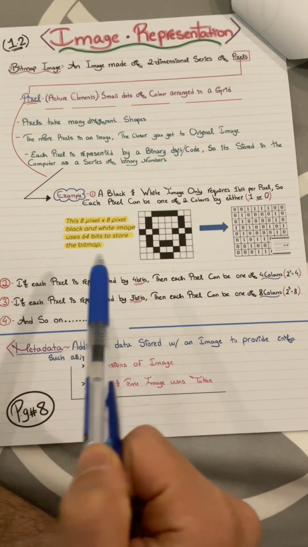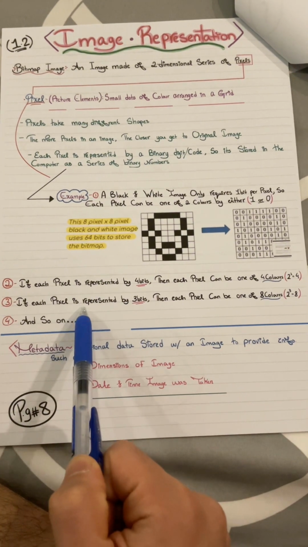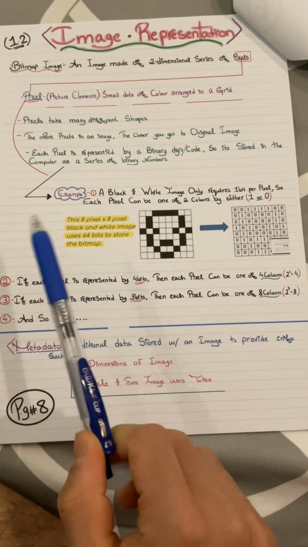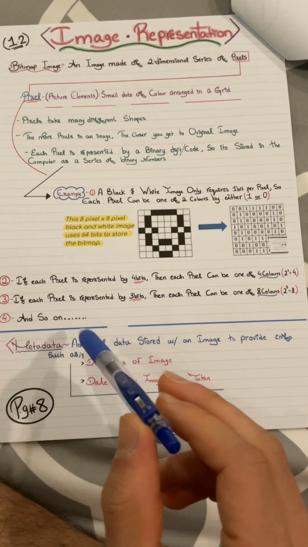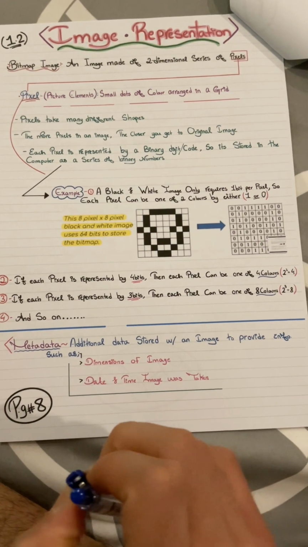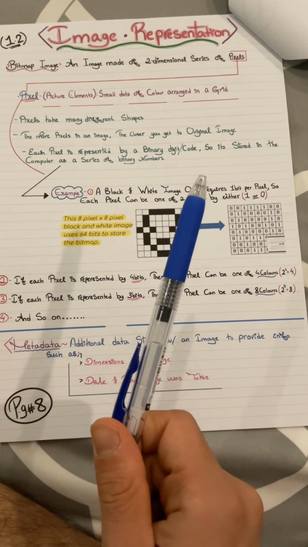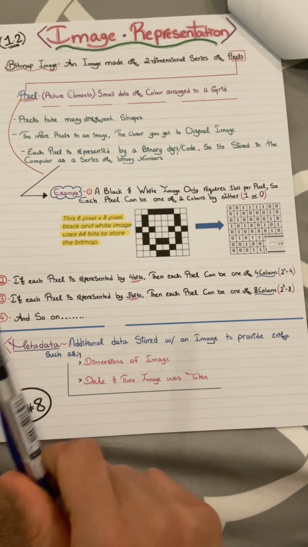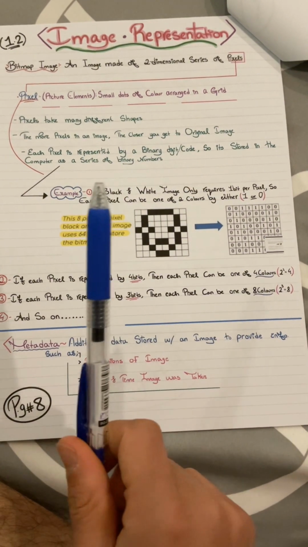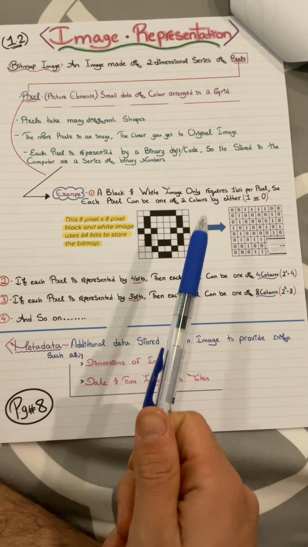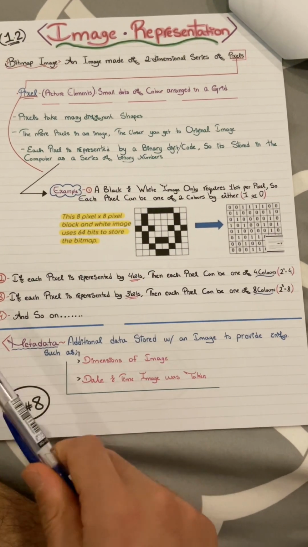Basically, the more pixels there are in an image, the closer you can get to the original image and the clearer it is. Each pixel is represented by a binary value that is stored in the computer as binary numbers. For example, a black and white image will only require 1 bit per pixel, so each pixel can be one of two colors, either 1 or 0, where 1 can represent white and 0 can represent black, or vice versa.